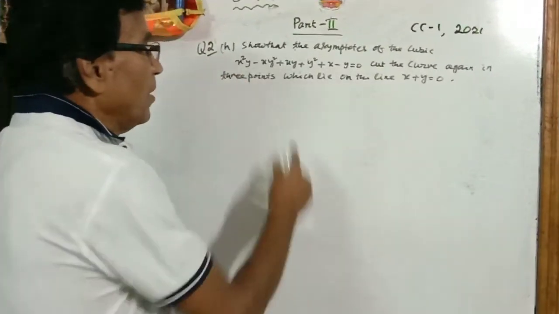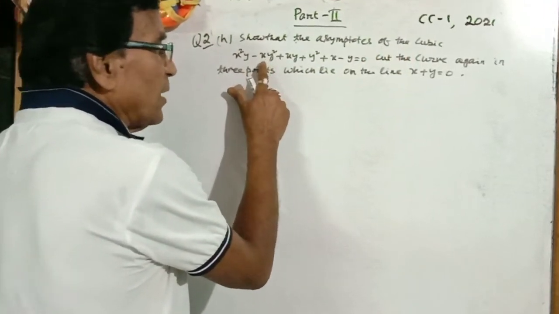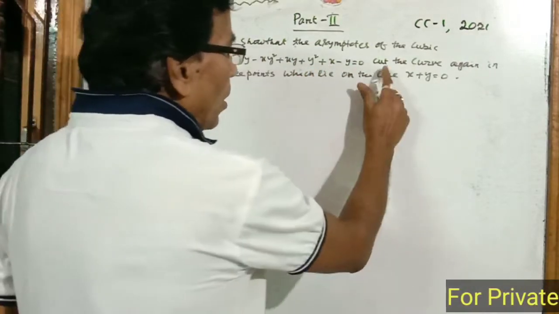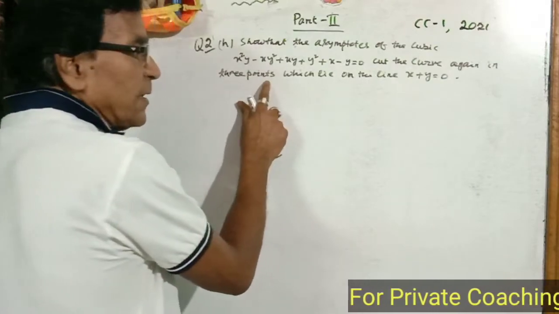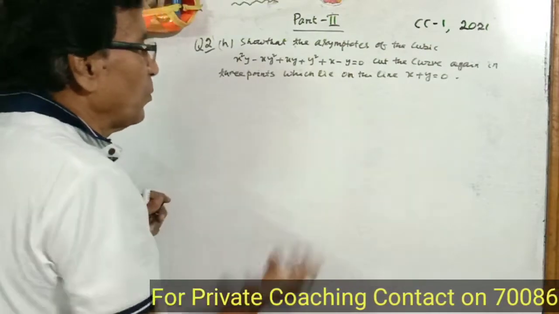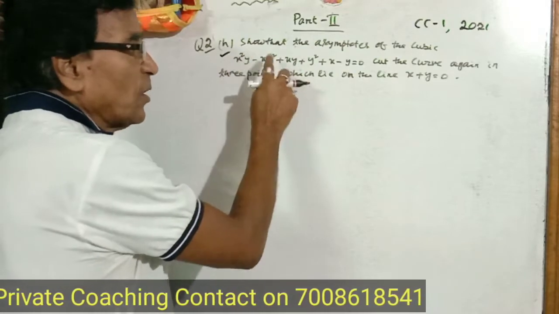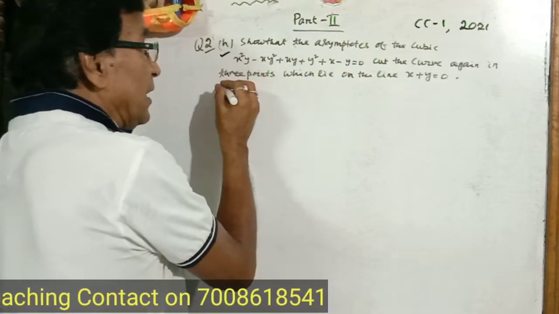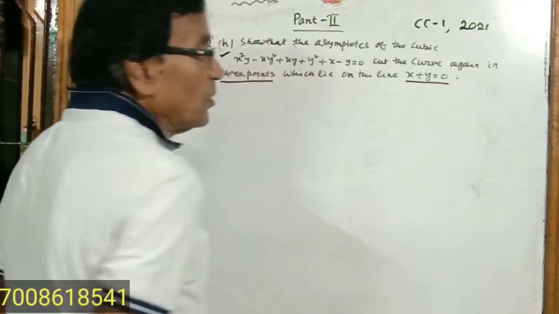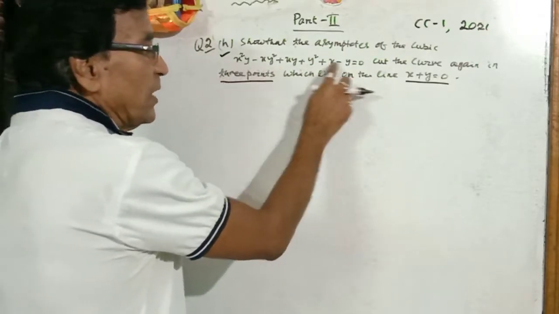That is 2h. So, prove that the asymptotes of the cubic x square y minus xy square plus xy plus y square plus x minus y is equal to 0 cut the curve again in 3 points which lie on the line x plus y is equal to 0. That means we have to prove that the asymptotes of this curve cut this curve again in 3 points which lie on the line x plus y is equal to 0. So first of all we'll find all the asymptotes to this curve.